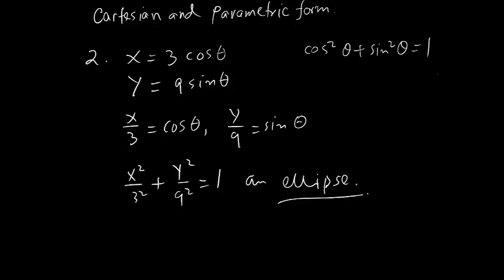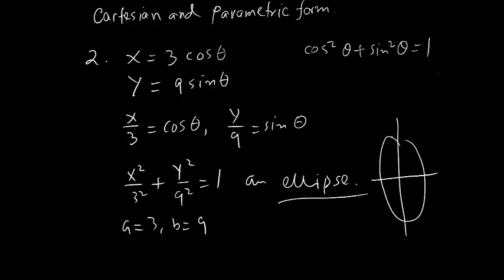This is an ellipse, and the center of the ellipse is at 0, 0. And then you can see here a is 3, b is 9, so b is bigger. So then when you plot this one, it will look like this. The stretch will be on the y-axis because the y value here is 9. So this is 9 and this is 3. So you're going like this.